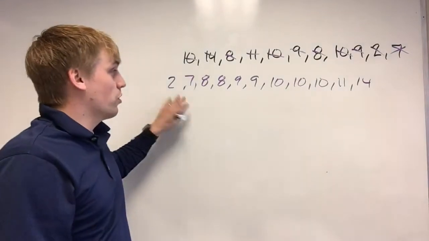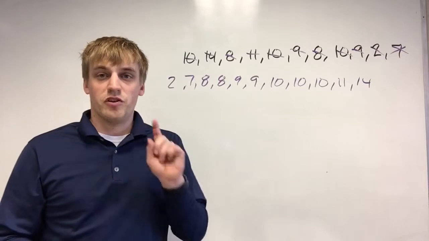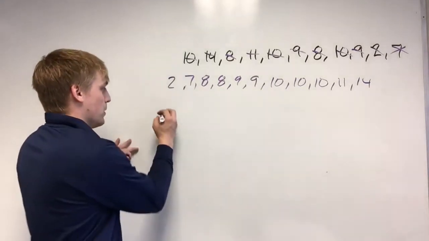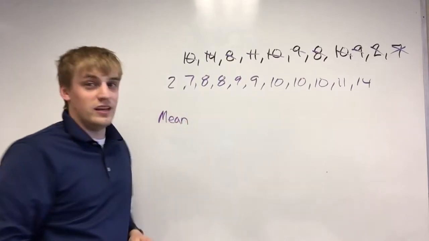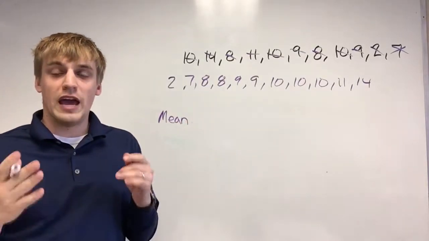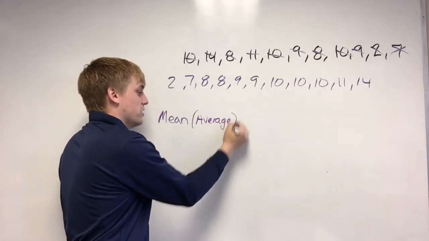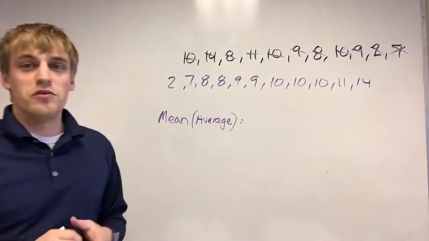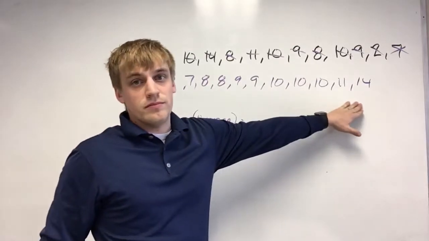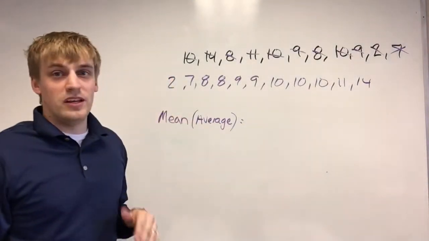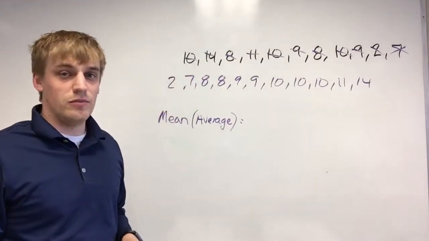Okay, so we're going to find some measures of central tendency. The first measure of central tendency is something called mean. If you don't know what mean is, but you've heard of the word average, that's what it is. Mean is another name for average. How do we find average? We add all the numbers up and divide by how many numbers there are.